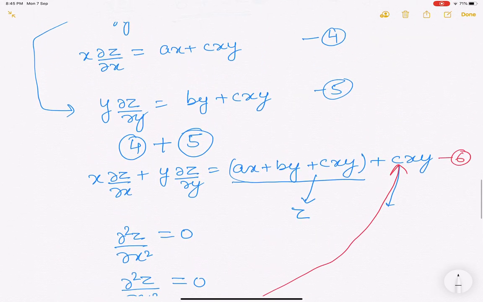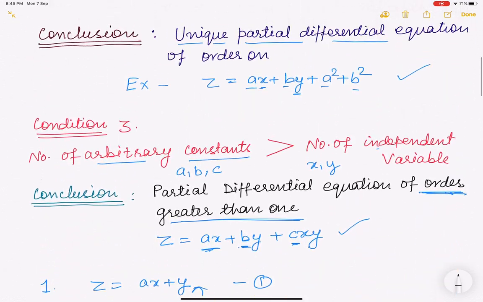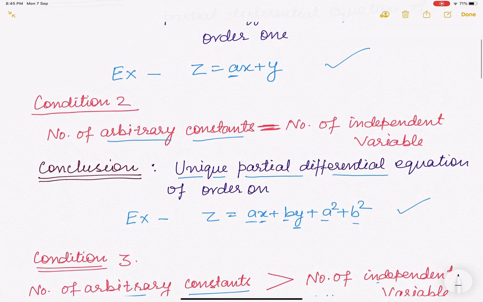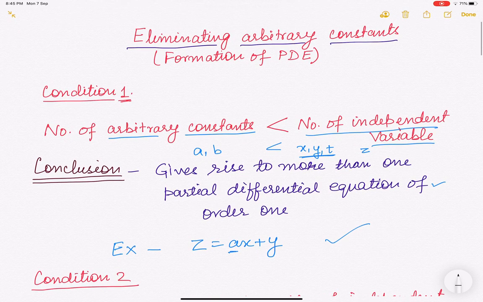So in this lecture we discussed only the conditions which we may encounter while forming a PDE using arbitrary constants. In the next lecture, we'll solve a few questions on formation of PDE.